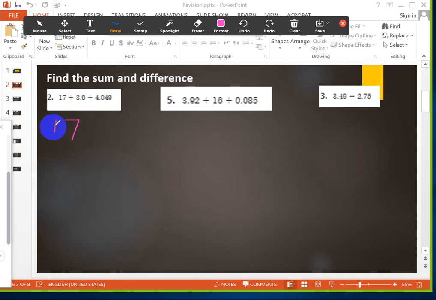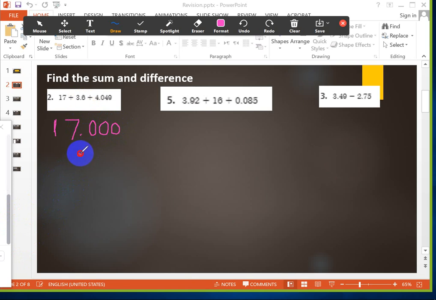Then I will order 3.6. There is no decimal point in number 17, so I have to put the decimal point, and the digit after the decimal point will be 0, because this number is a whole number. Okay? Now, 3.6 tenths. So I have to order the decimal point under the decimal point.